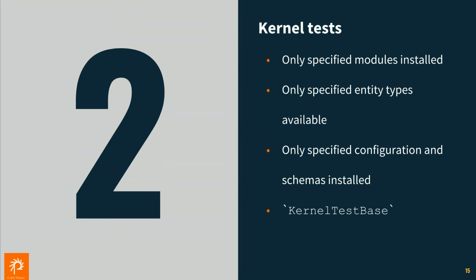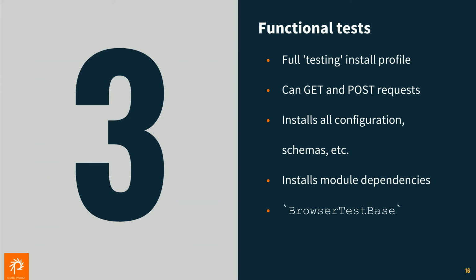And again, there at the bottom, that's the core base class you extend for kernel tests. Functional tests are essentially all we had in Drupal 7. That's what Simple Test was. It does a full install of the modules you tell it to, including dependencies. So you don't have to manually list out all your dependencies to install. You just say, install this module I'm trying to test.